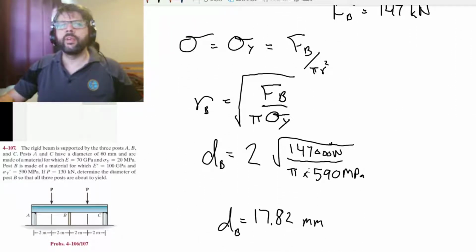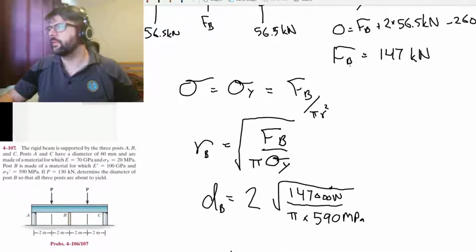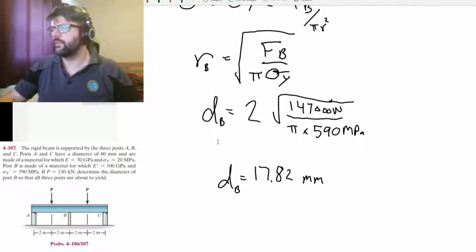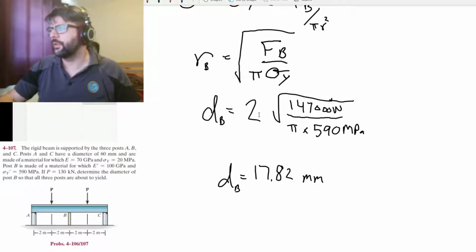So then moving on, we know that the stress in B needs to be the yield stress, which will also be equal to the force that we just solved for divided by the area. So we can rejig this equation to solve for the radius of B, and then I just rejigged it again, multiplying by 2 here to solve for our diameter instead. Plug the numbers in there.